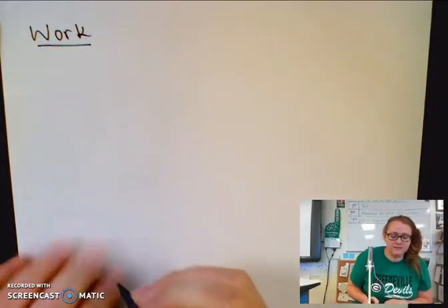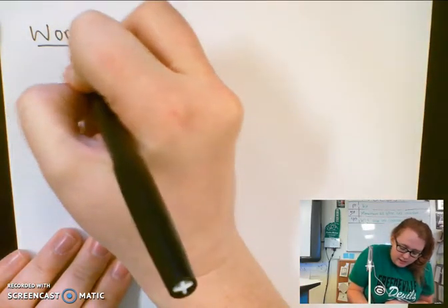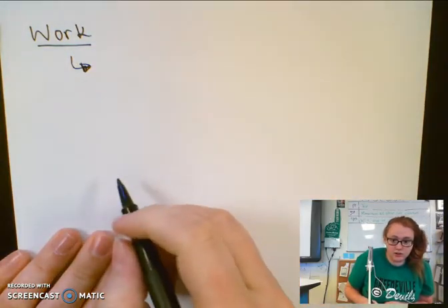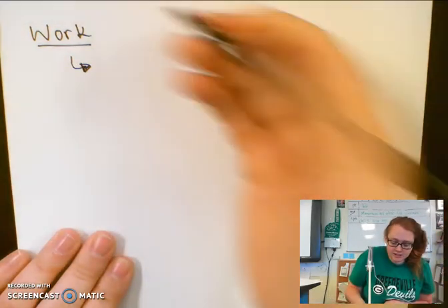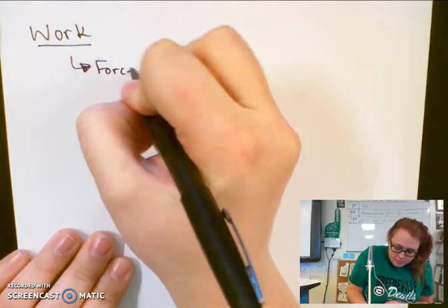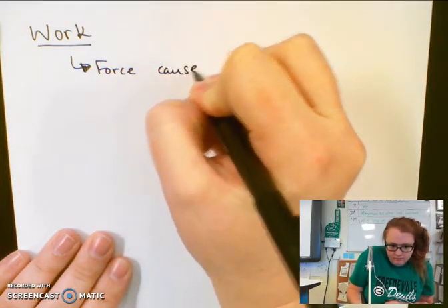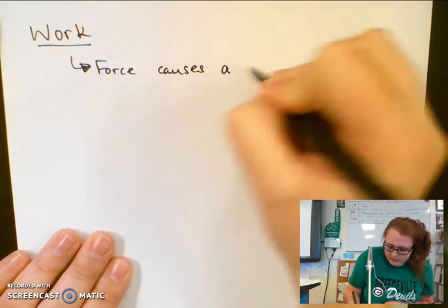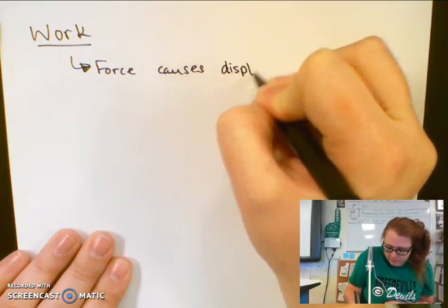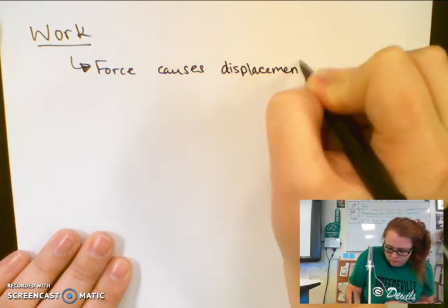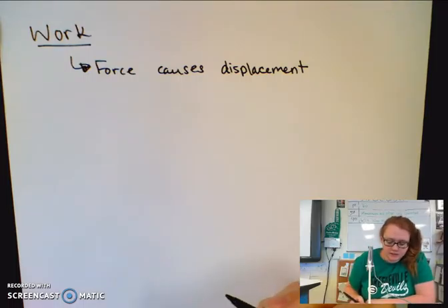So first of all, we need to define work. Now, work is done on a system or transferred. Work transfers energy on a system when a force causes an acceleration. Not acceleration, I'm sorry, displacement. Okay, when a force causes a displacement.